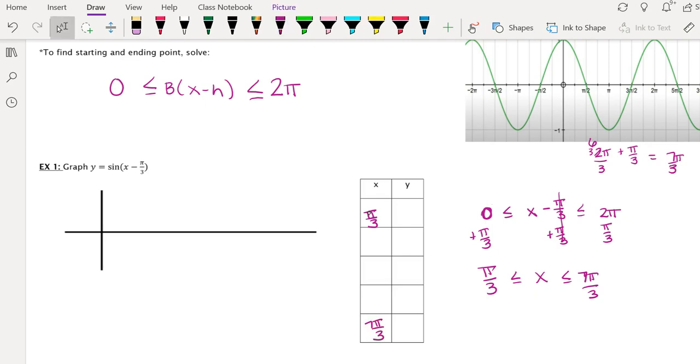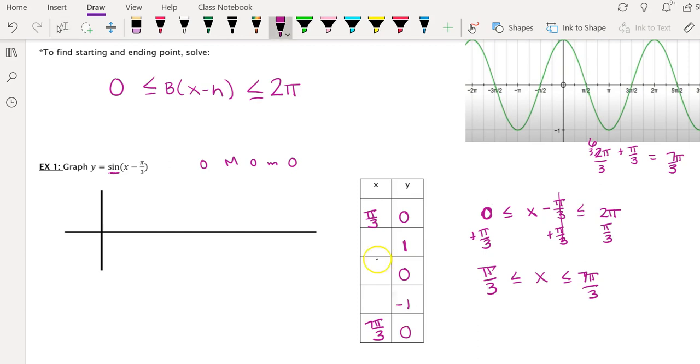And my critical values for sine are still the same. Remember, it goes 0, then max, then 0, then min, and then 0. So I'm going to have a 0. The max in this case, because the amplitude is 1, is still going to be 1. Then I come back to 0. I go down to -1, and then back to 0.